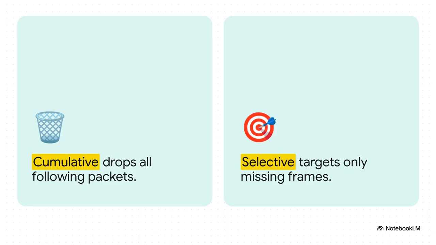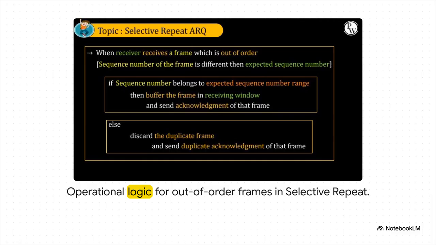It's incredibly wasteful. Selective repeat, on the other hand, does exactly what its name suggests. It introduces selective acknowledgement. Instead of a blanket retransmission of everything, the protocol specifically targets and retransmits only the missing frames. A real game changer. So let's look at the actual operational logic on the receiver's end. When the receiver gets a frame that's out of order, meaning the sequence number isn't what it expected next, it doesn't just panic and throw it in the trash.